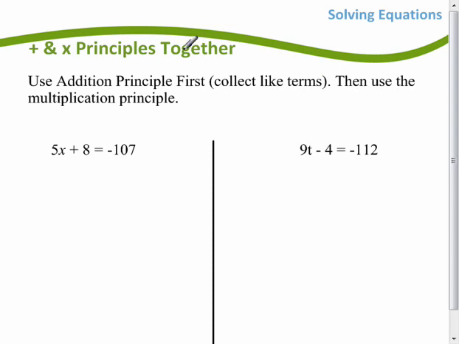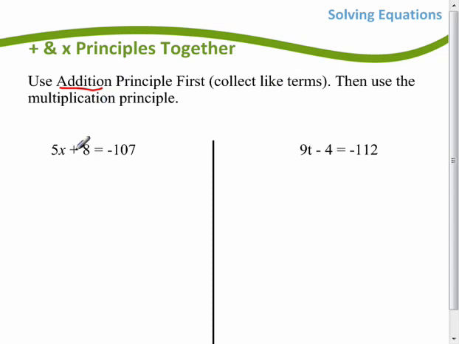Now, putting them all together, sometimes I'll have to use the addition principle and the multiplication principle in the same question. Typically, what we do is we use the addition principle first, or in other words, get your like terms together. Then, at the end, use either the multiplication, or I guess we could call it the division principle.